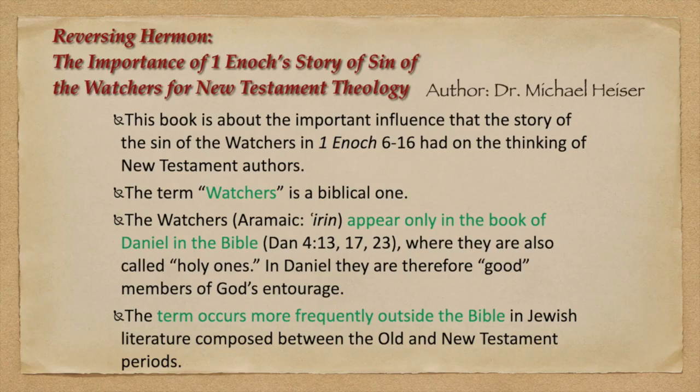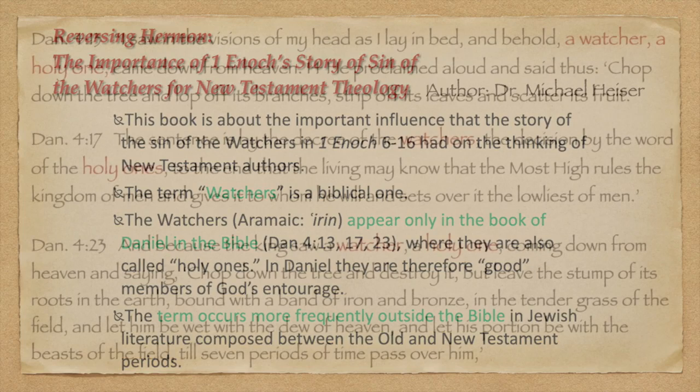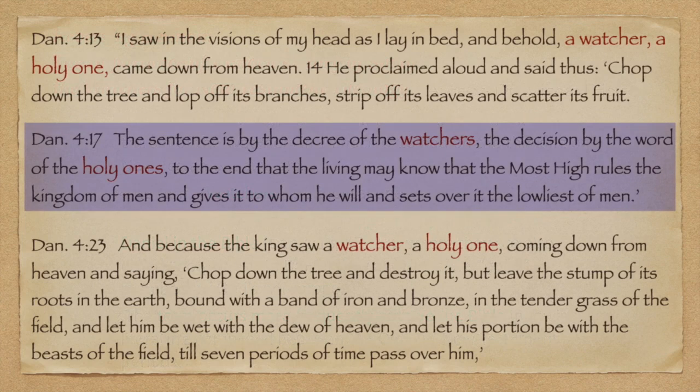Right. Okay. Is Daniel 4:17 also? Did you read 4:17 as well? Daniel 4:17, the sentence is by the decree of the watchers, the decision by the word of the holy ones, to the end that the living may know that the Most High rules the kingdom of men and gives it to whom he will and sets over it the lowliest of men.